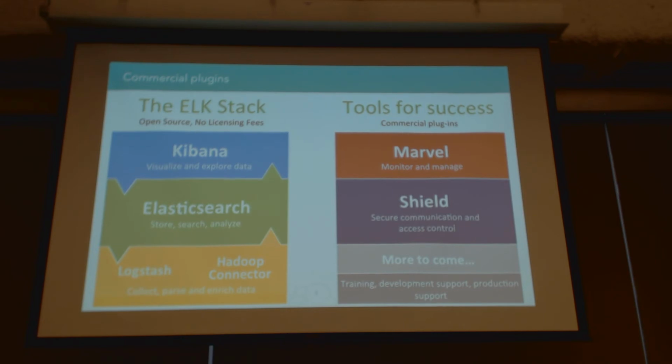And then in the very near future, we'll be releasing another commercial plugin that gives you alerting functionality. You may have noticed by now that there's a bit of a Marvel superhero theme going on with Elasticsearch. So the alerting plugin is going to be called Watcher. I don't know if there's Marvel fans in here, but I suggested Uatu, which is the actual name of the Watcher, but they didn't go for that.